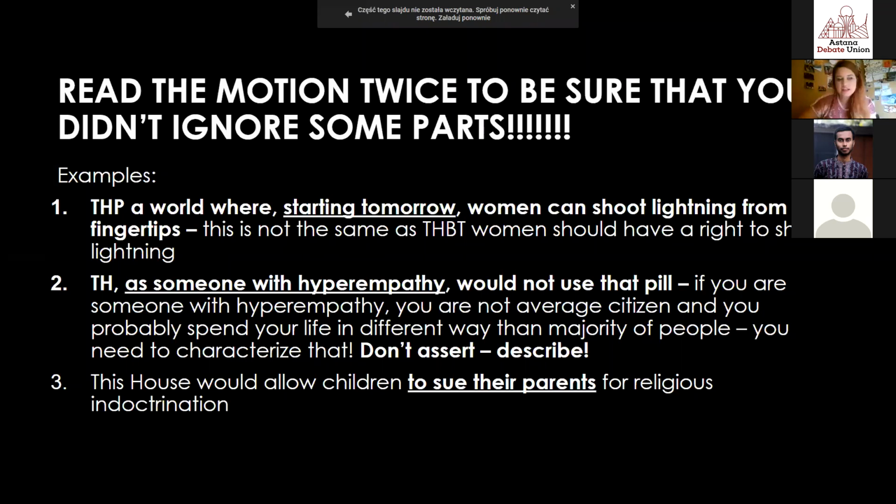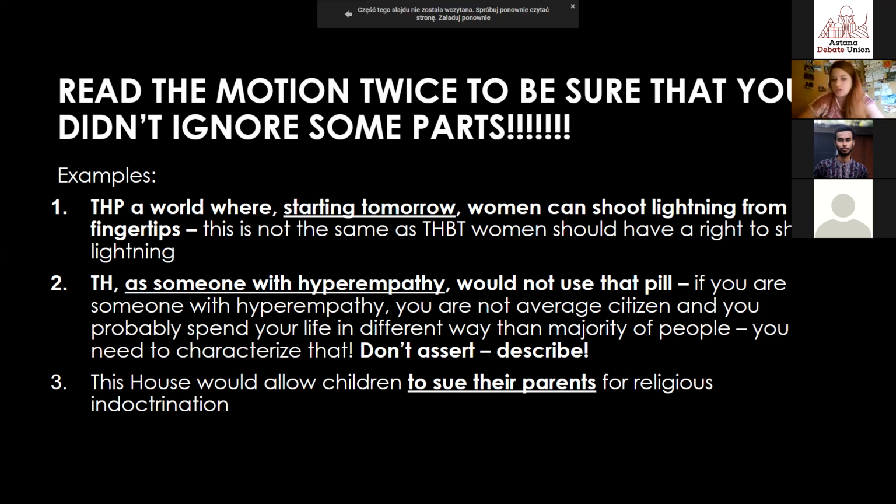This house, as someone with hyper empathy, would not use that bill. You need to know that someone with hyper empathy is already a characterization that you are not the average citizen, that you are not the regular person. And you need to change a bit the characterization of this, right? But you can't assert how this person will behave; you need to analyze why this hyper empathy, how this is reflected in some decisions in life, and what kind of difference that makes.